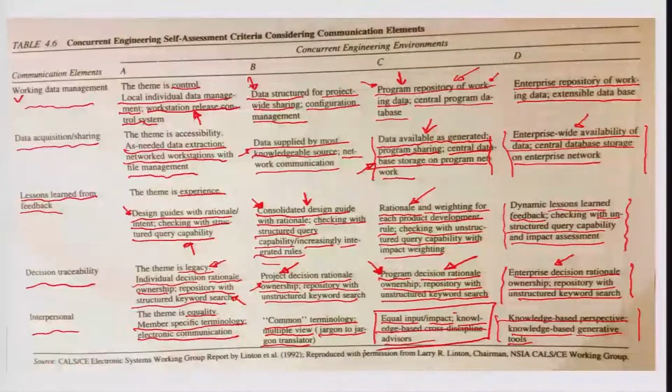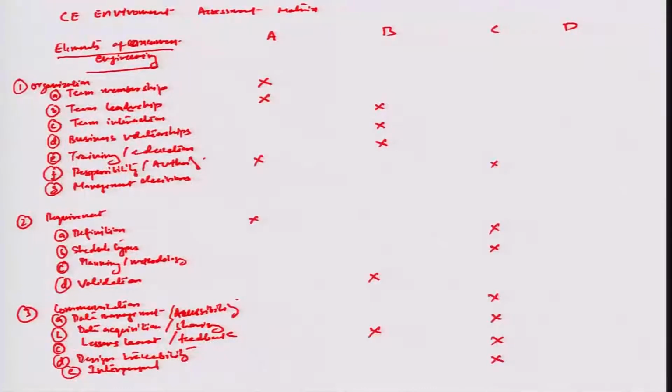where although it is not really a knowledge based perspective which generates further knowledge, it is about really the product as such, or let's say about the project, how it is going. So that equal input or impact helps in interpersonal knowledge generated across several different sectors of the particular program. So interpersonal can be mapped at level C.